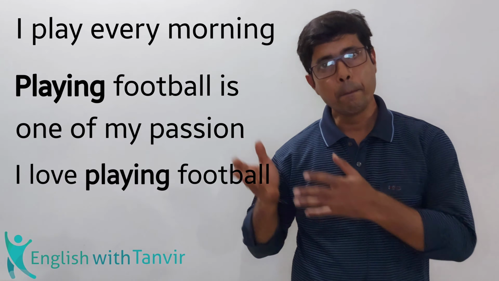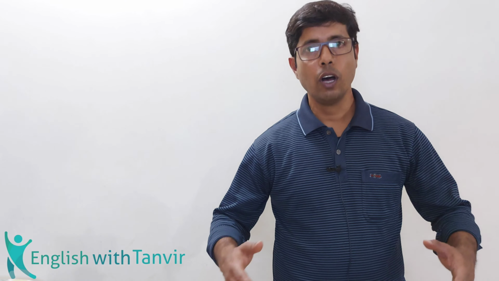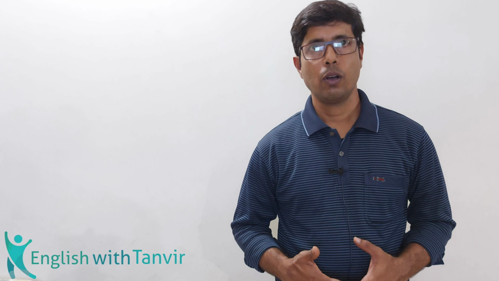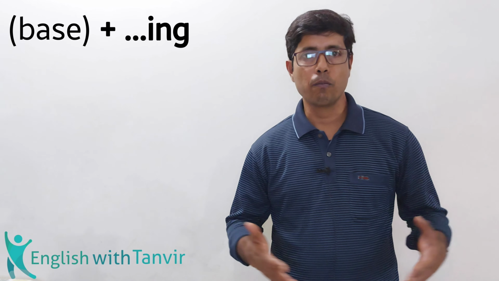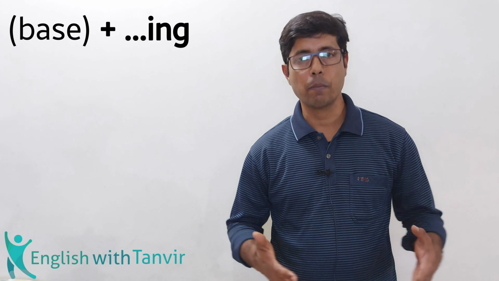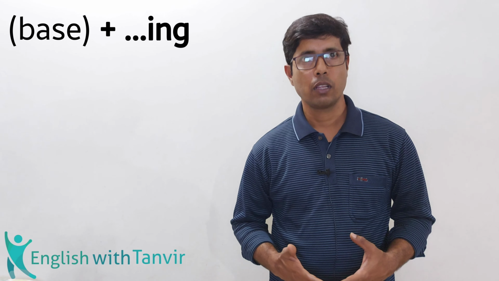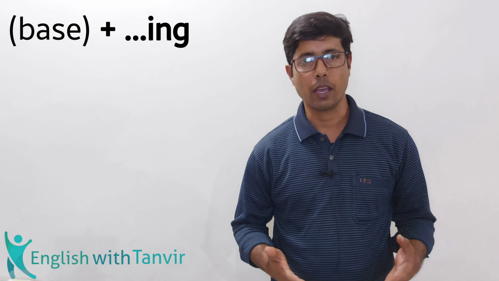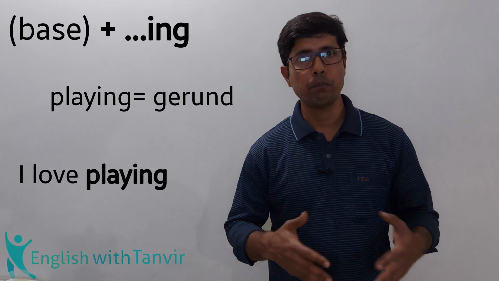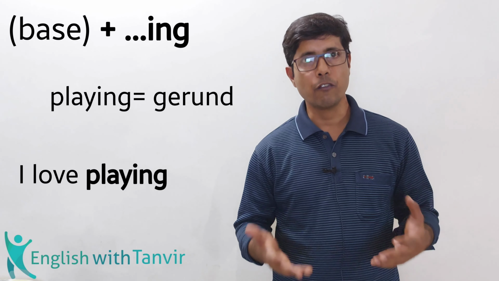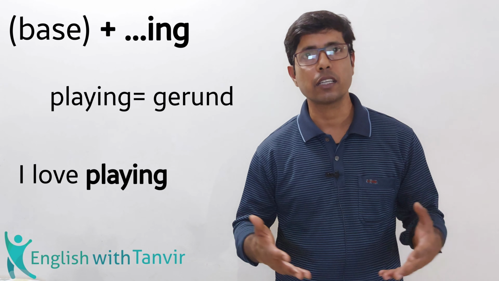I love playing football. So, how can we recognize them? What does it look like? Well, the gerund is formed by adding -ing to the base form of a verb. The base form is play, with -ing, playing. I love playing. Play is the base form, playing is the gerund.